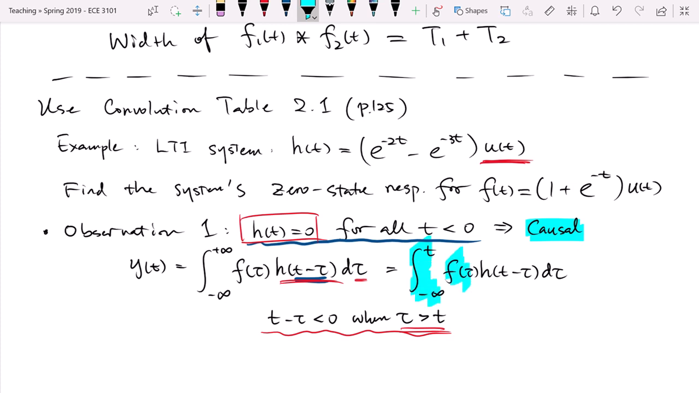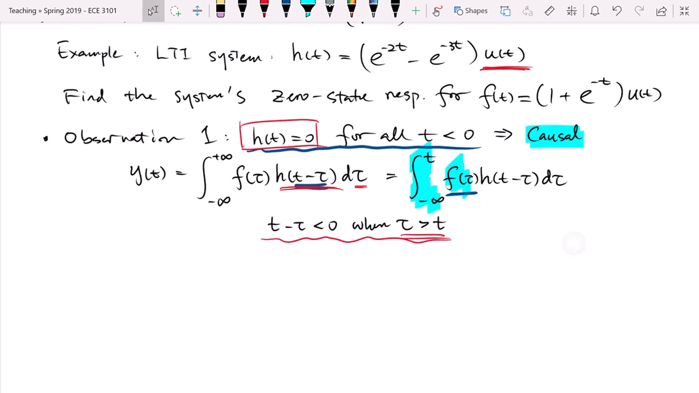As you can see, f of tau doesn't go beyond t. In other words, your output at time t only depends on your input before this particular time instant. That is what causal actually means. That's your first observation. When you see this u of t in your h, that indicates that your system is causal.